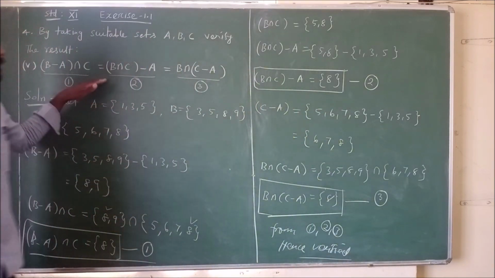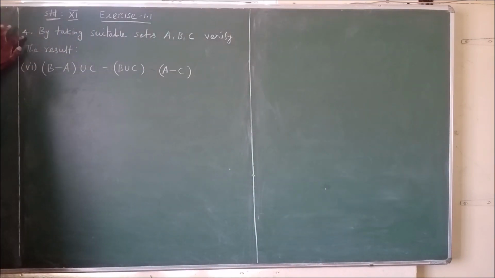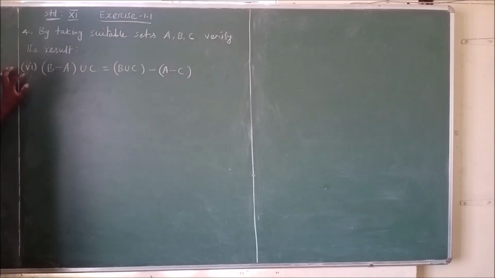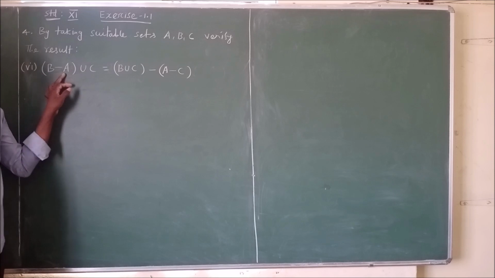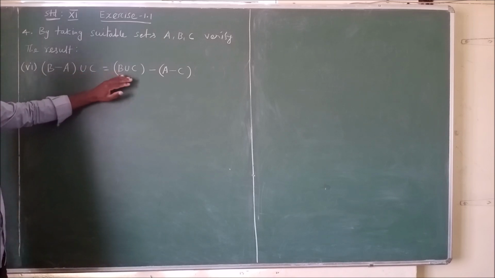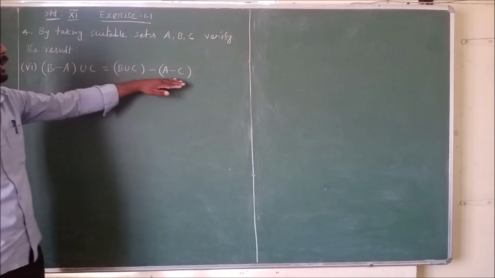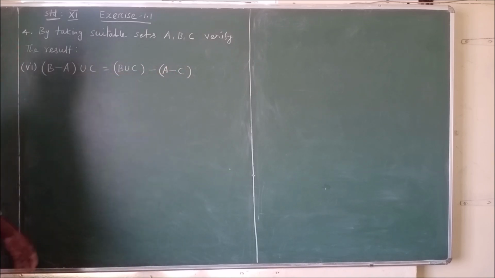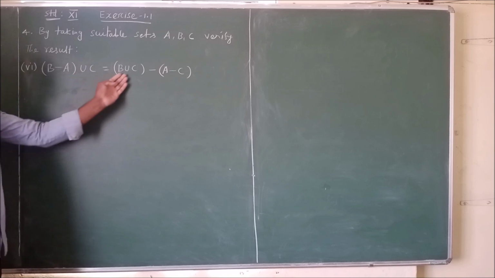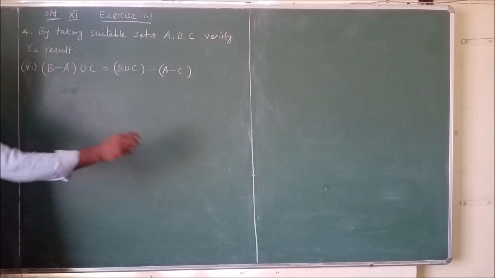Hence verified result. Fourth problem, subdivision number 6. By taking suitable sets A, B, C, verify the result: B minus (A union C) equals (B union C) minus (A minus C).